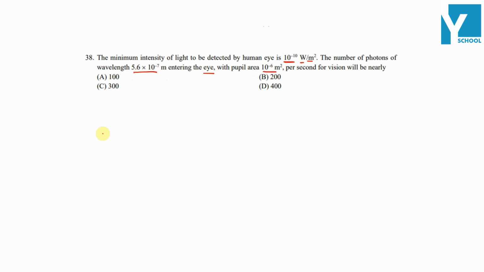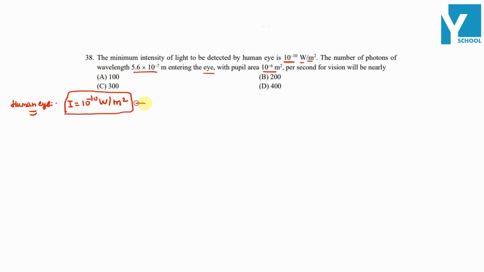The question asks that our human eye can detect a light of minimum intensity, meaning the light must have at least this much intensity. How much intensity? I is equal to 10 raised to minus 10 watt per meter square. If light of lower intensity than this comes, that light will not be detected by the human eye.